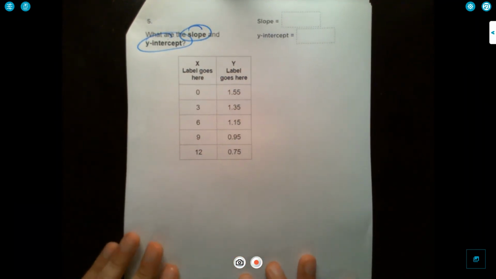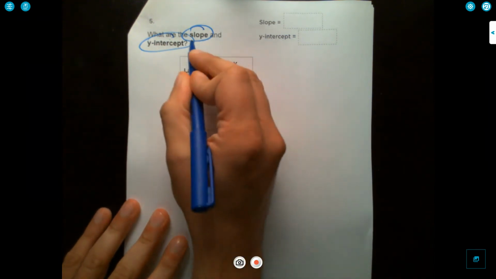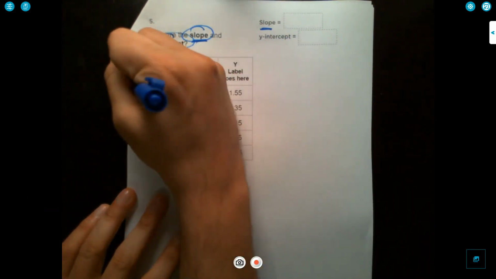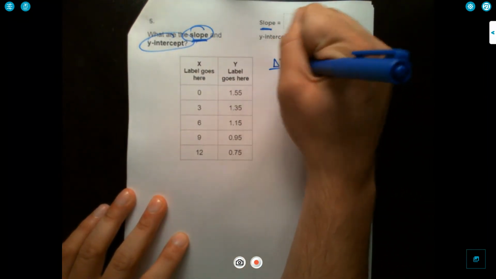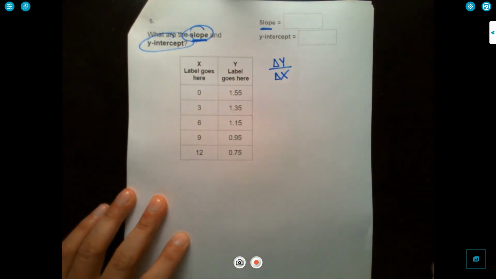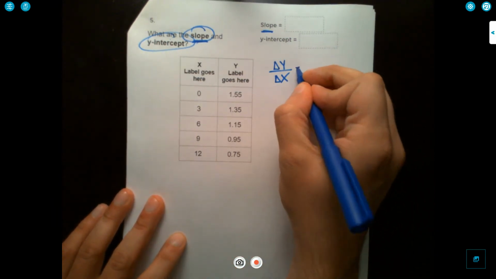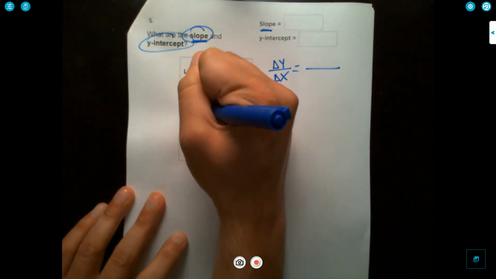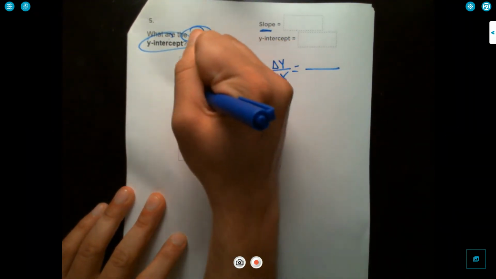So first, let's start with the slope. So we're going to do slope first. Slope is the change in y divided by change in x. So change in y is going to be my numerator. I'm going to look at the y column first. I'm going to work with these 4 numbers right here.